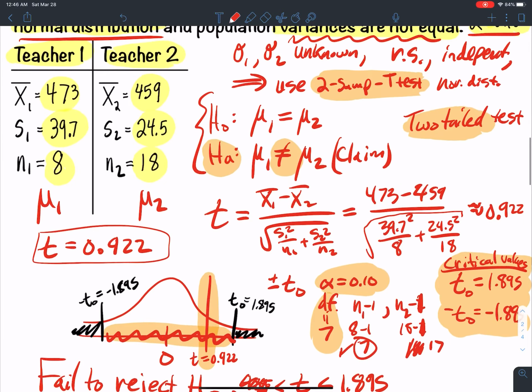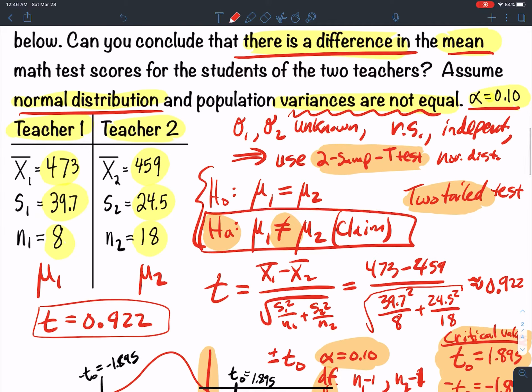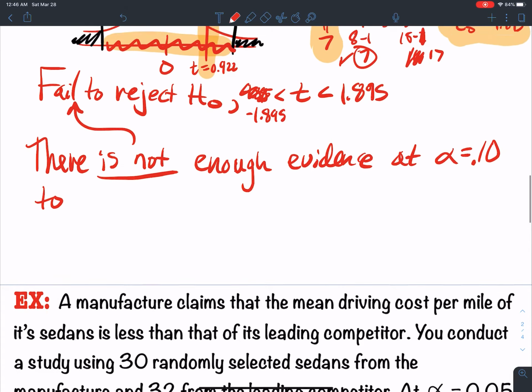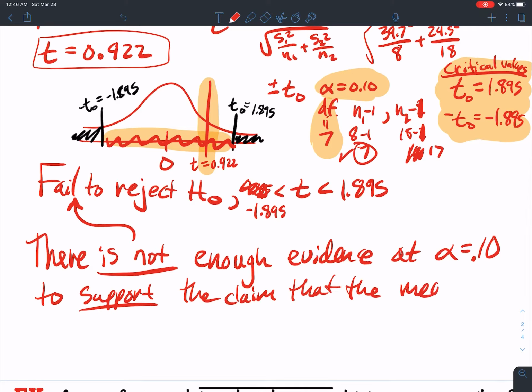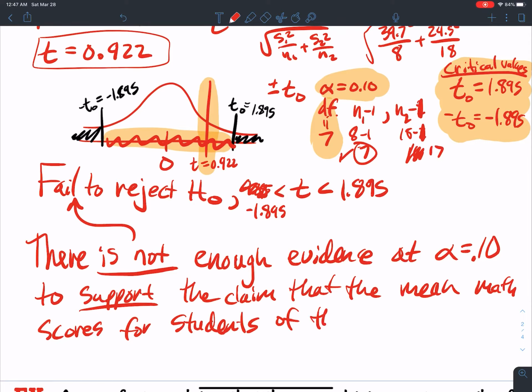Now, do I support or reject? My Ha is the claim, so I support. If my Ho had been the claim, I would reject. So there is not enough evidence to support the claim that the mean math scores for students of the two teachers are different.